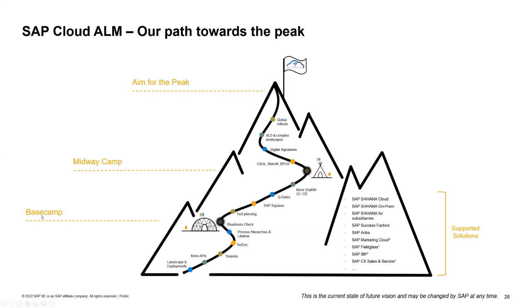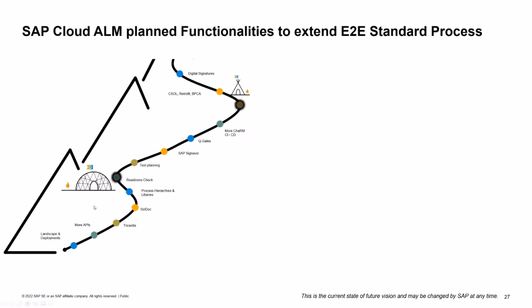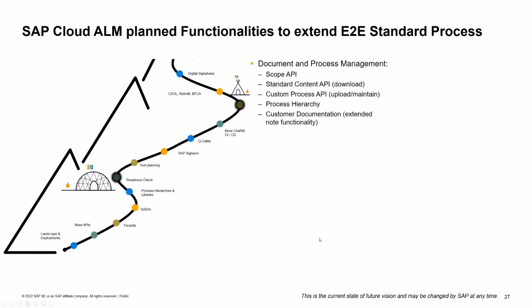But I'll have a closer look now at the near and midterm developments, meaning the next few months up to the end of this year. So these are the planned functionalities. Coming next, I sorted them in the three major areas which I've shown on the previous slide: document management, test management, and change control management. And I sorted those planned functionalities in the sequence of the planned realization.